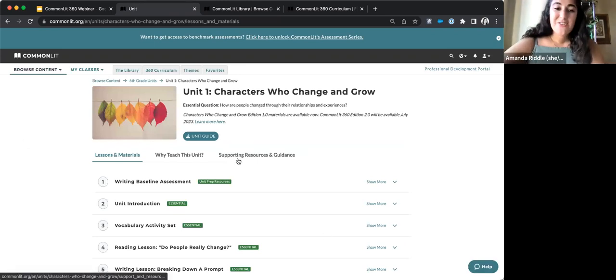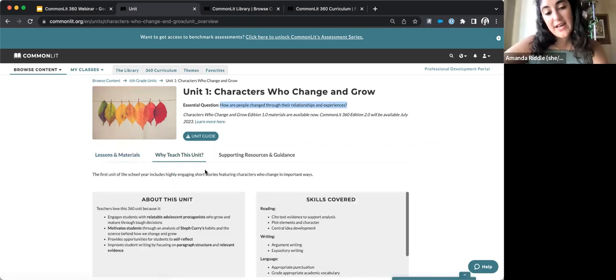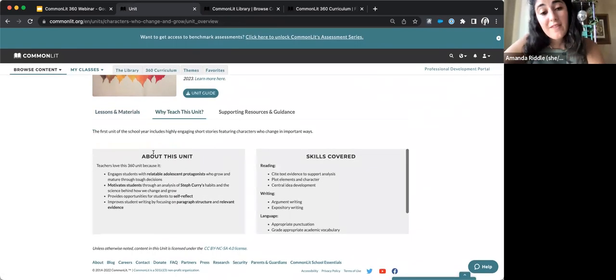So once I get to the unit page, I immediately see all the lessons I could start assigning. I see the essential question, how have people changed their relationships and experiences? But if I'm not sold on teaching it just yet, I might go to the Why Teach This Unit tab and look at all of the amazing reasons that students and teachers are going to love this unit. There are relatable protagonists. It's motivating for students. It gives a lot of opportunities for self-reflection, and it will improve your students' reading and writing.